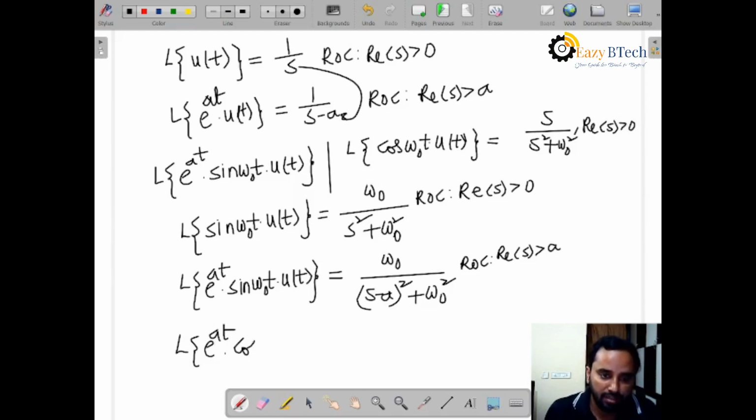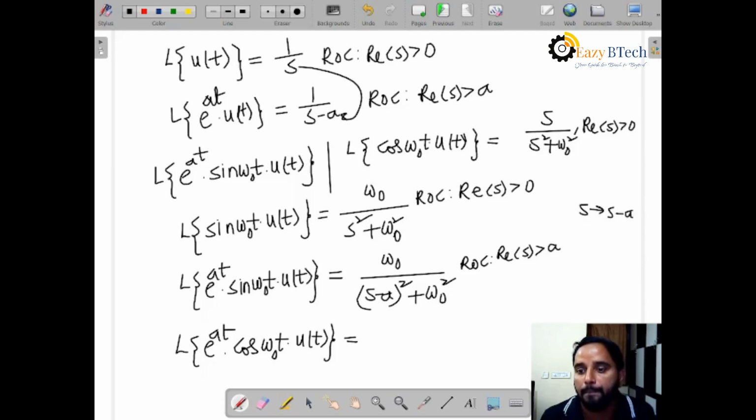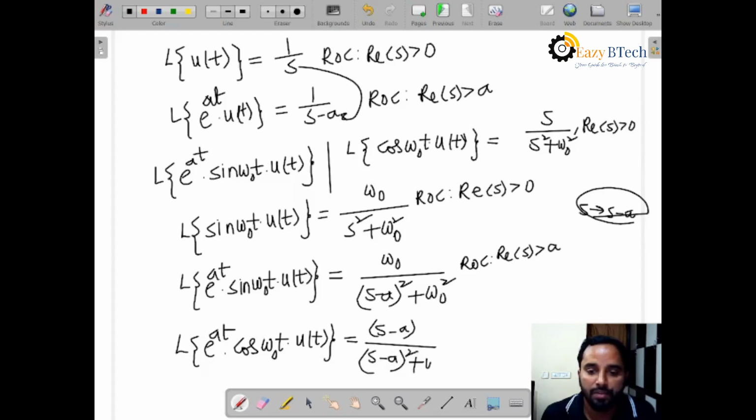Now by seeing that cos function we can write e power at cos. So e power at cos omega naught t u of t. So what we have to do, S is replaced by S minus A. That is the logic. So S minus A by S minus A whole square plus omega naught square. So here real part of S is ROC. If you come to ROC, real part of S is greater than A. Right?